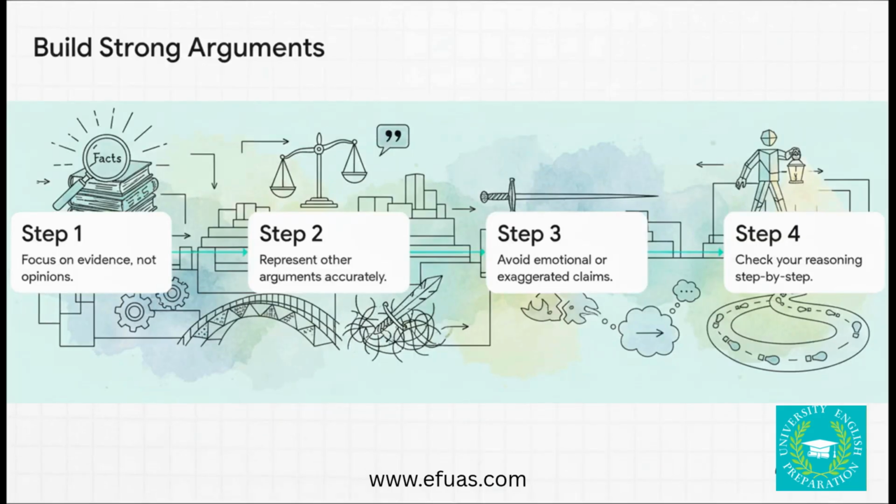But the good news is, now you know how to build stronger arguments. It's actually pretty simple. 1, focus on the evidence, not just gut feelings. 2, be honest about what the other side is saying. Don't build straw men. 3, stay away from those crazy, exaggerated claims. And 4, maybe the most important, check your own work. Slow down and ask yourself, does my conclusion actually make sense based on my evidence?